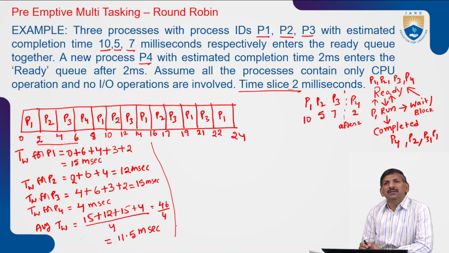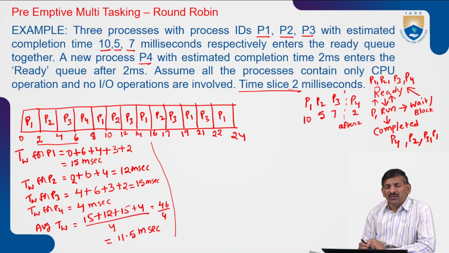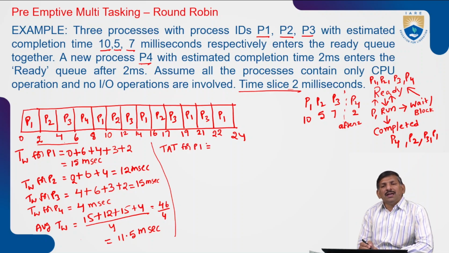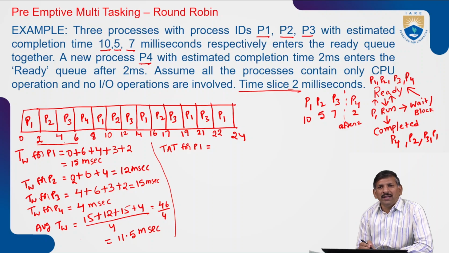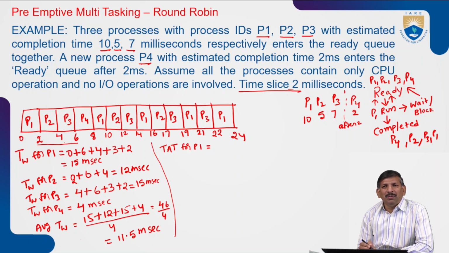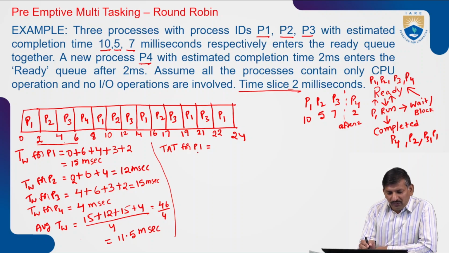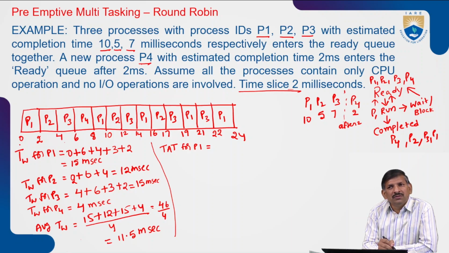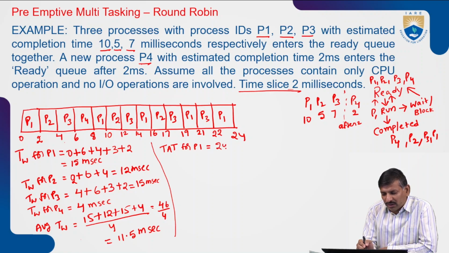Now we can calculate the turnaround time for each process. Turnaround time for P1. Turnaround time means the time taken by the process to complete its execution from entering the ready state. So P1 entered the ready state at time 0 and its execution is completed at the 24th millisecond. Totally 24 milliseconds.